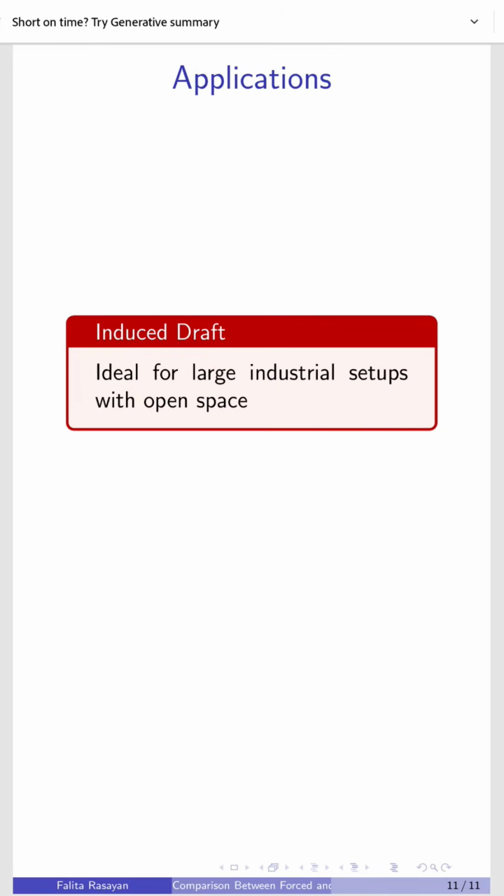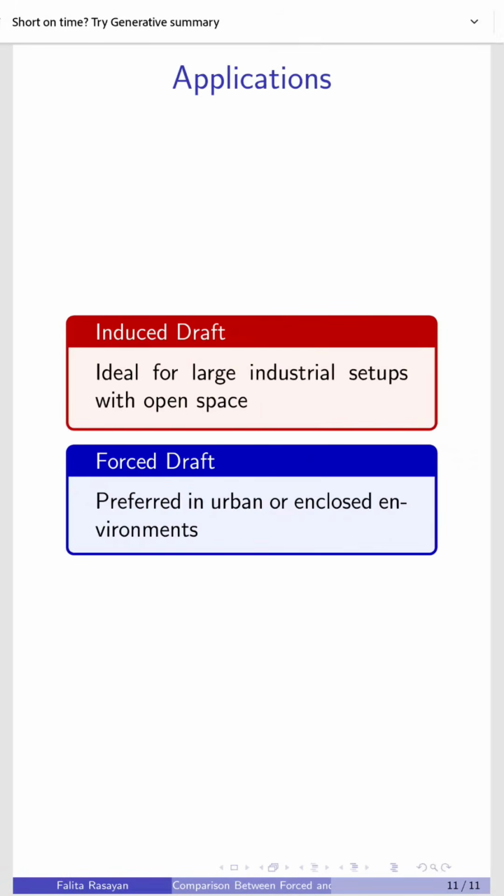Applications: induced draft is ideal for large industrial setups with open space, while forced draft is preferred in urban and enclosed environments.